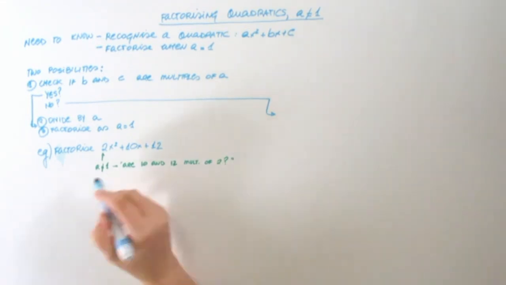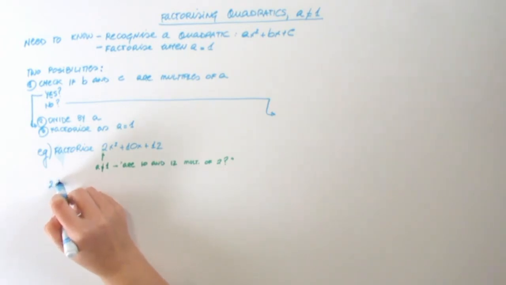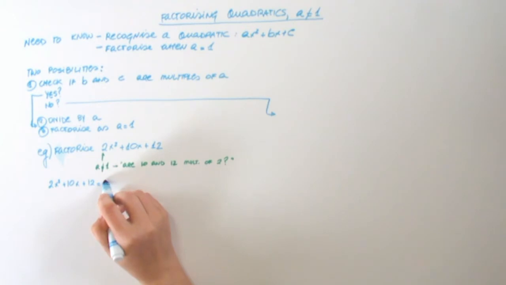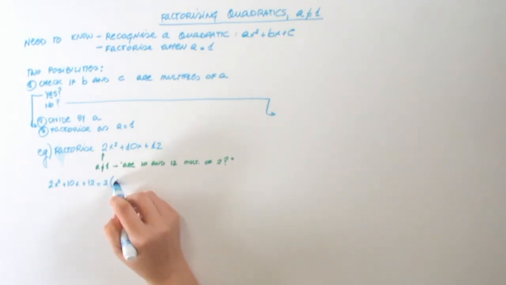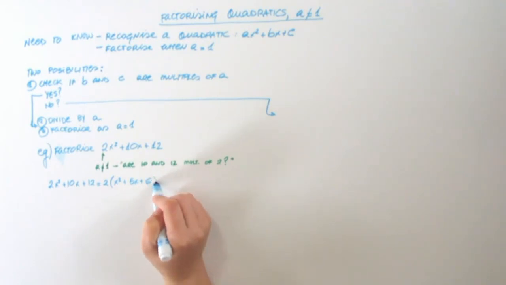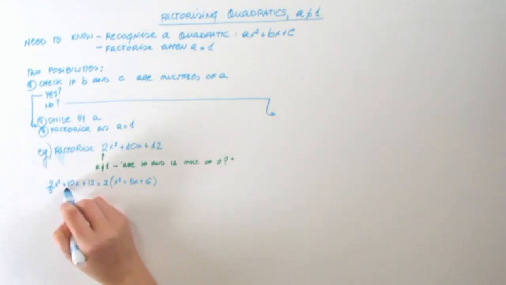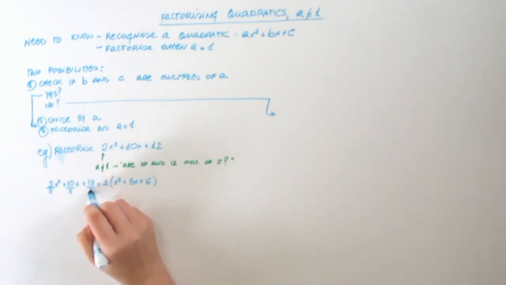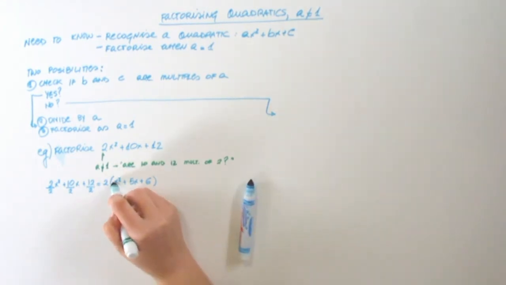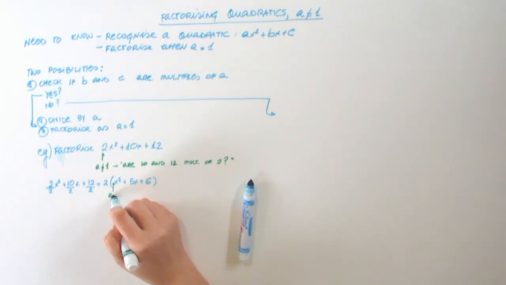And effectively, I can factorize that 2 outside. And what I'm left with is that this is the same as 2 times x squared plus 5x plus 6. It's an a equals 1 multiplying here the x squared. There is a 1 that I don't write.